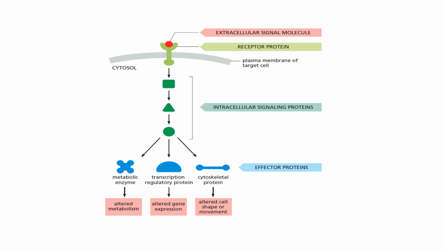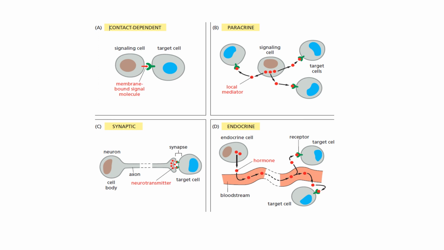Now let's discuss the different types of cell signaling. The first one is contact-dependent signaling, in which both the signaling cell and the target cell are in close contact with one another. The signaling molecule released by the signaling cell binds to the receptor on the target cell, but both cells should be in close contact. We see this type of signaling mostly in immune responses.